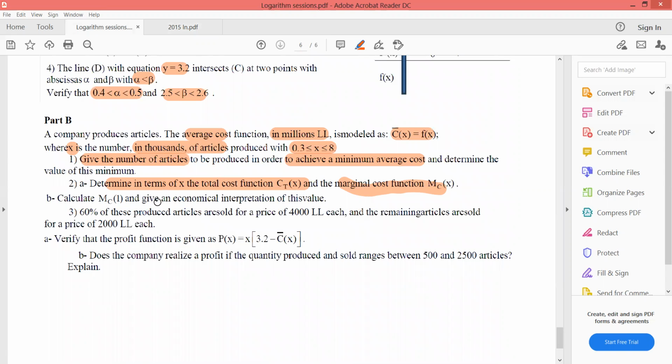Calculate MC of 1 and give an economical interpretation. What is the economical interpretation for the marginal cost? The cost of production.